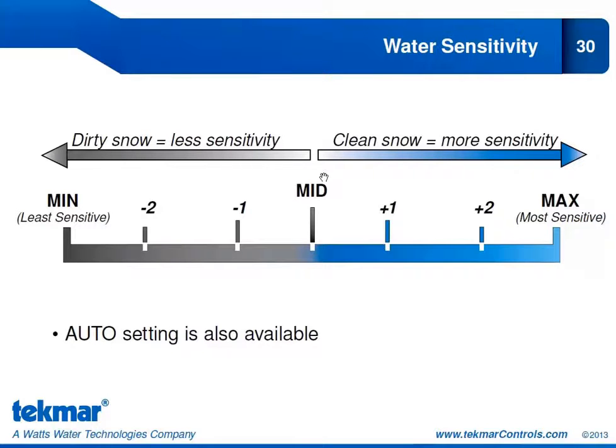So we show here, mid is the halfway mark. The cleaner the snow is, the more sensitive you should set this water sensitivity to. You can do +1, +2, or max, which is most sensitive. If there's dirty snow, you want it less sensitive. So you can do -1, -2, or min, which is our least sensitive setting.